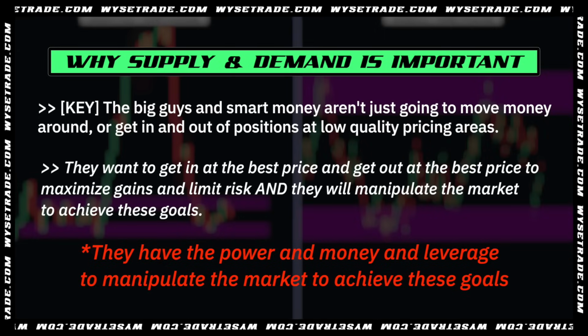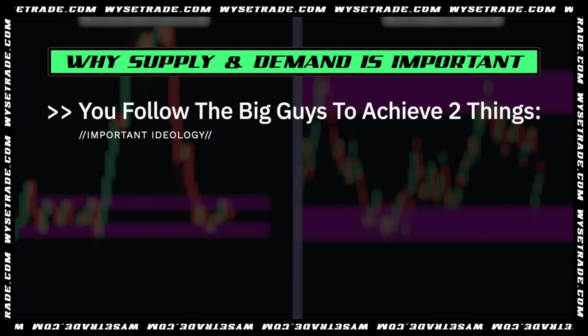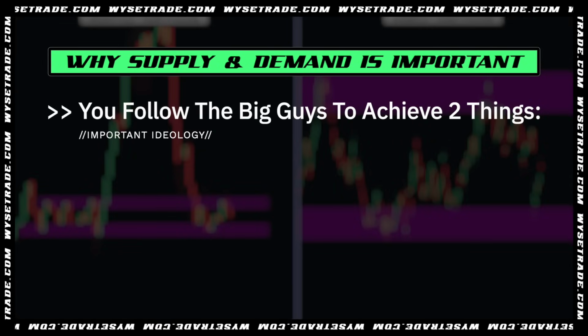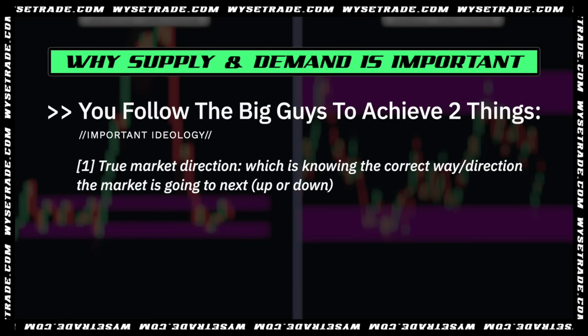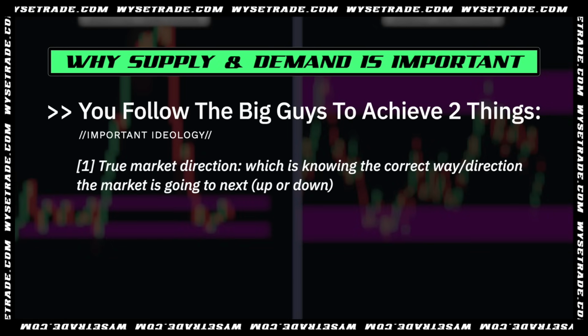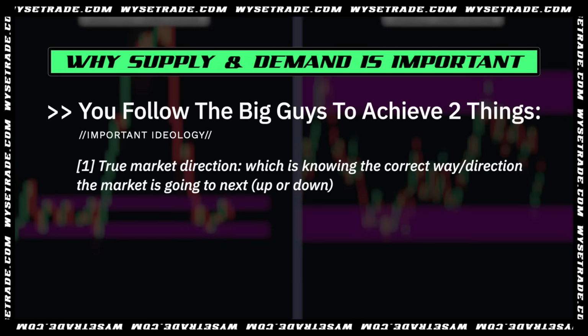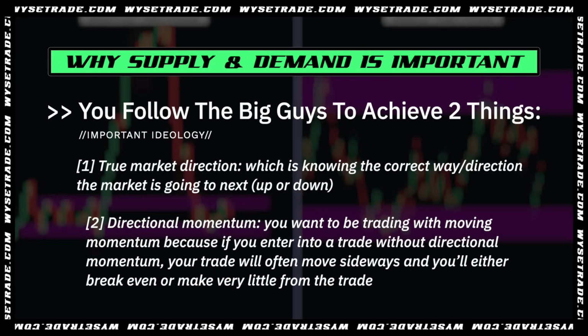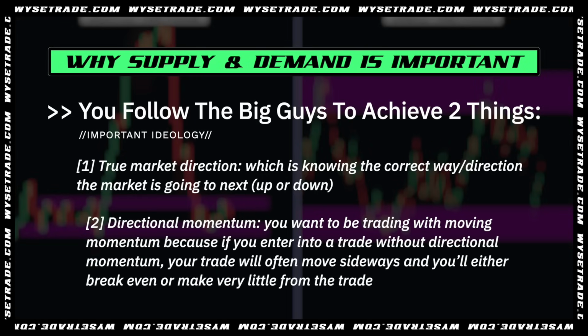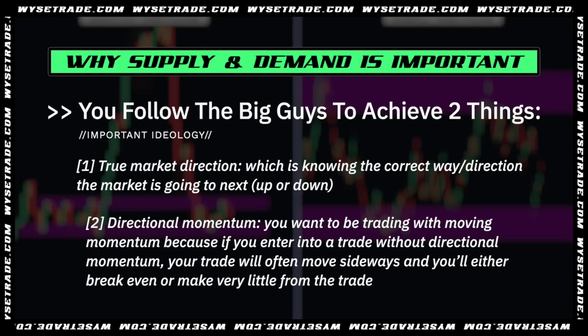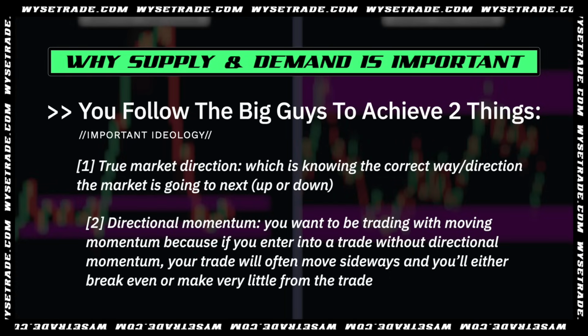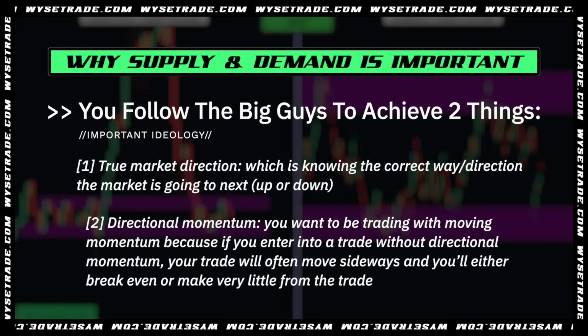Now, this is the most important part. You follow the big guys and follow smart money to achieve two key things. 1. True market direction, which is knowing the correct direction the market is going next. And 2. Directional momentum. You want to be trading with moving momentum, because if you enter into a trade without directional momentum, your trade will often move sideways and you'll either break even or make very little from the trade.